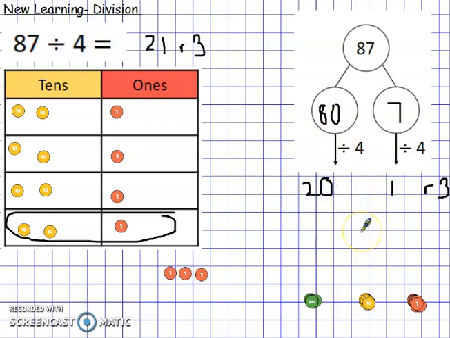So to find my final answer, I need to add these together. So we've got 20, add 1, and then the remainder 3. 21, remainder 3. And you can see our answer using the part-whole method is the same as the one for the grid method. Are you going to use one of these methods today in your learning?